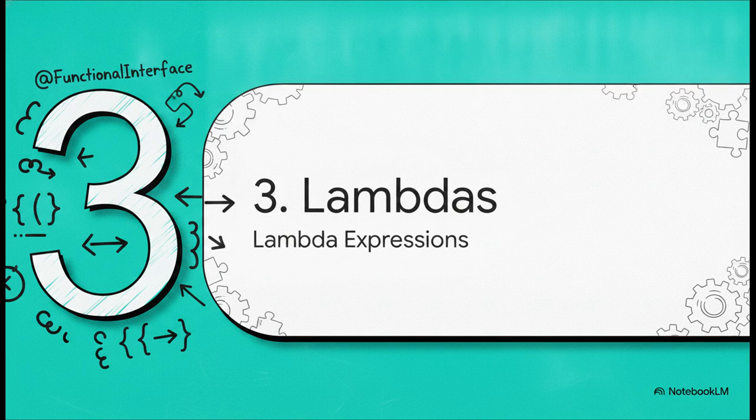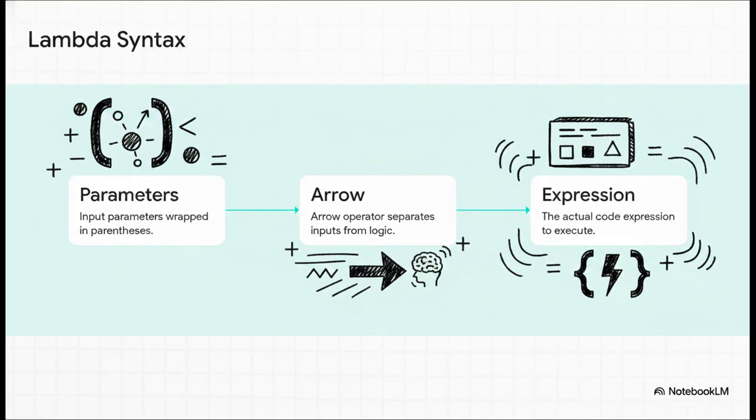Okay, Part 3, Using Lambda expressions. This is where the magic really happens. So what is a Lambda expression? Basically, it's an anonymous function, a function without a name. And the syntax is incredibly simple. It breaks down into 3 easy steps. First, on the left, you've got your parameters in parentheses. Next, in the middle, the arrow operator, that's the dash and greater than sign. And finally, on the right, the expression, which is the actual code you want to run.